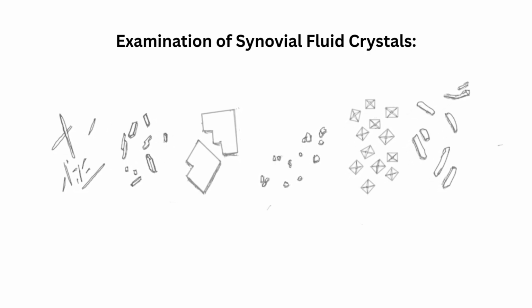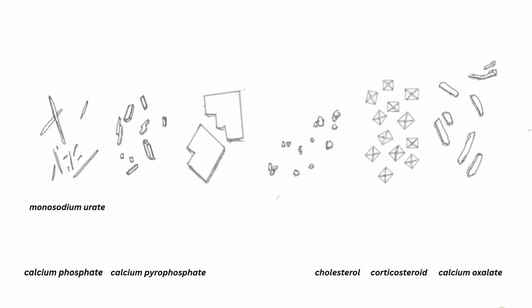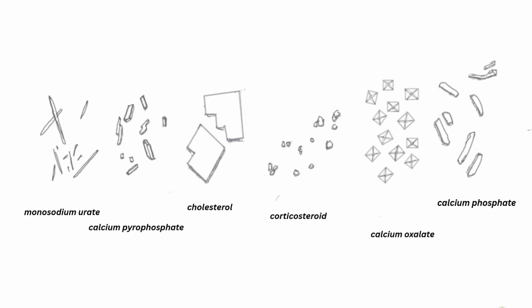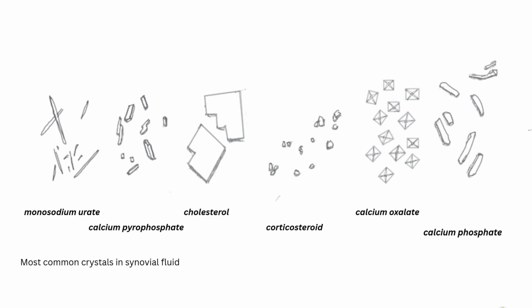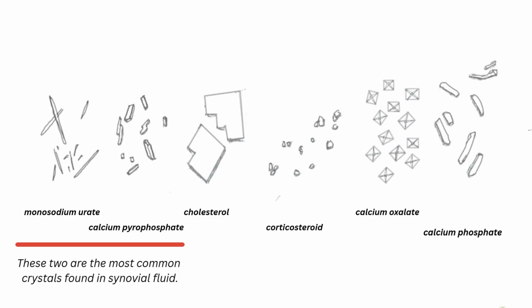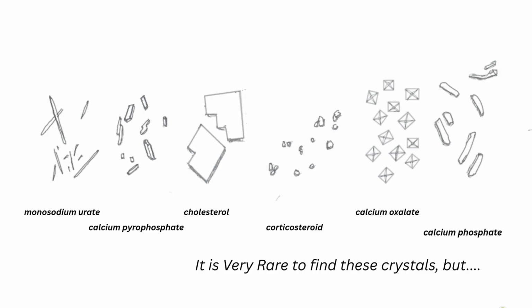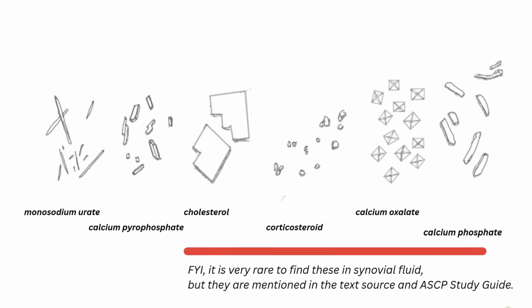There are other crystals rarely found in synovial fluid. These two are the most common crystals found in synovial fluid. For your information only, it is very rare to find these other crystals in synovial fluid, but they are mentioned in the text source and the ASCP study guide.